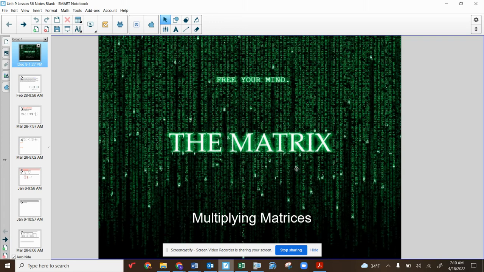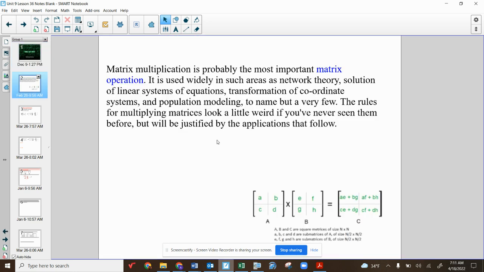Right, lesson 36 from Unit 9 is going to be on multiplying matrices. This is really where the power of matrices comes into play, especially if you're using a calculator. I'm going to show you how to do multiplication by hand, which for small problems is a decent idea, but once you get a lot of numbers, it just becomes very tedious to do, and that's where the calculator will come into play.